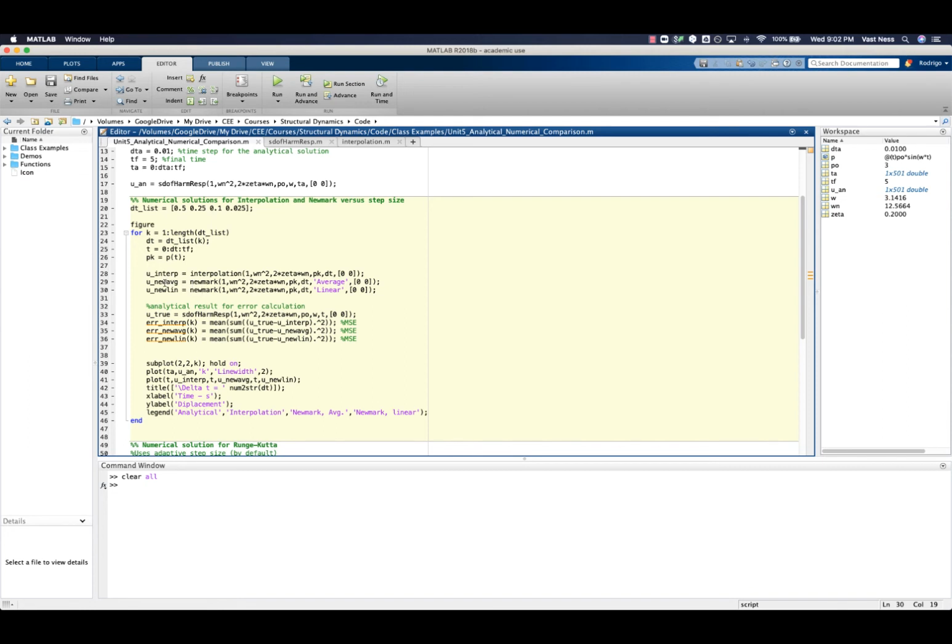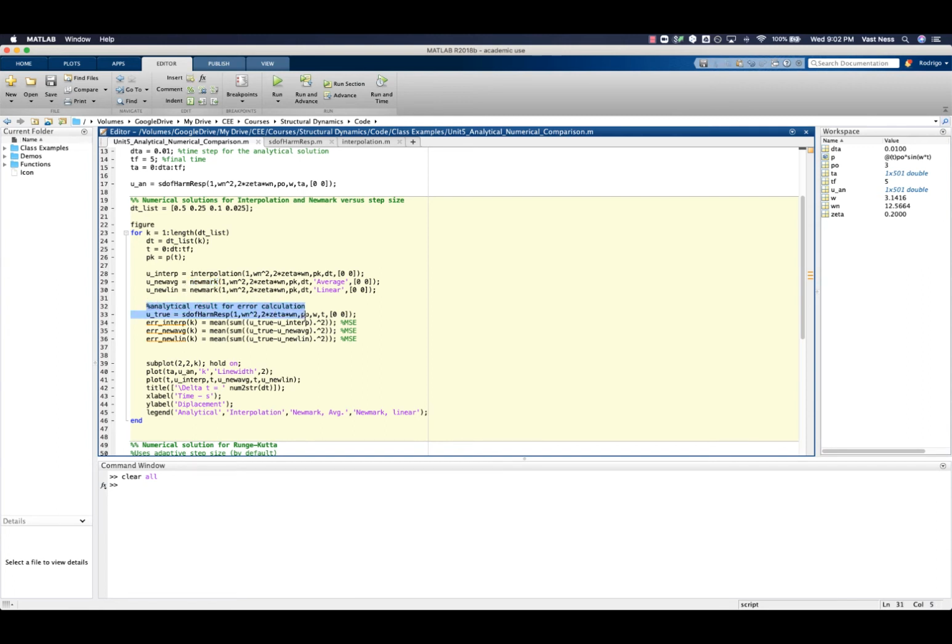I'm also running a numerical method which uses the average variation, and a numerical method which uses the linear variation. Now this is the same function, but I haven't provided it to you, as you will need to make this function for your homework. I encourage you to take this opportunity to make it and run this example with it as well.